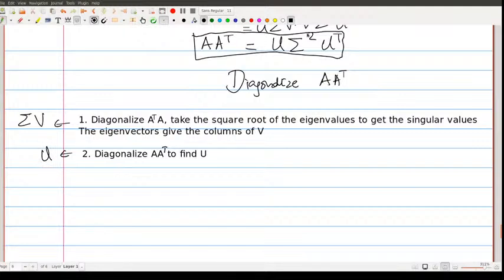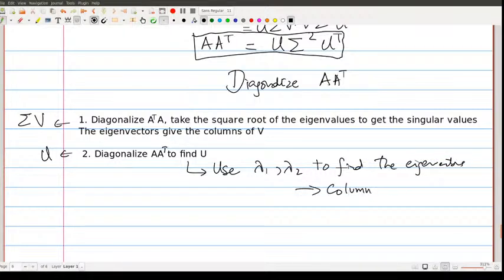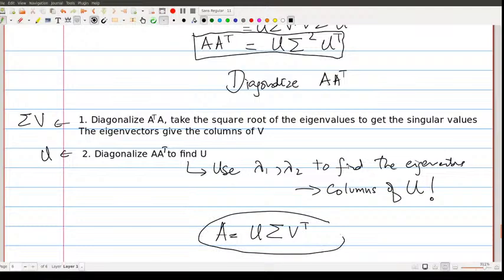But notice that it also gives you sigma squared. You already know what the eigenvalues are, so you don't need to solve for the eigenvalues. If you've done the previous step correctly, then you can just fill it out and then solve for it. So just in this step, you just need to find U's lambda 1, lambda 2 to find the eigenvectors. That is the column of U. And that's it. That gives you the factorization of A is equal to U sigma V transpose.